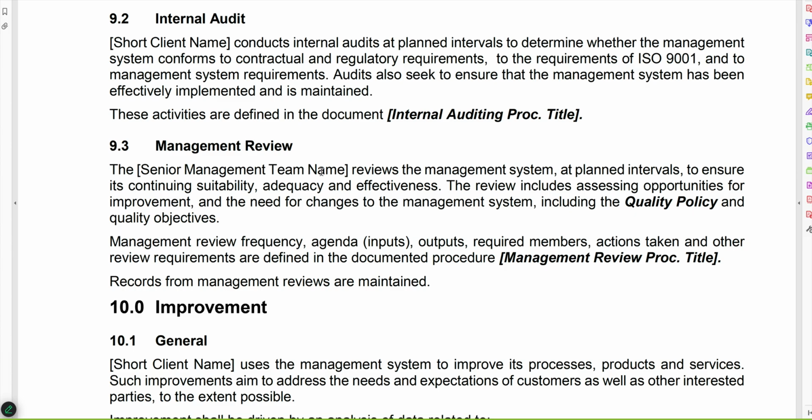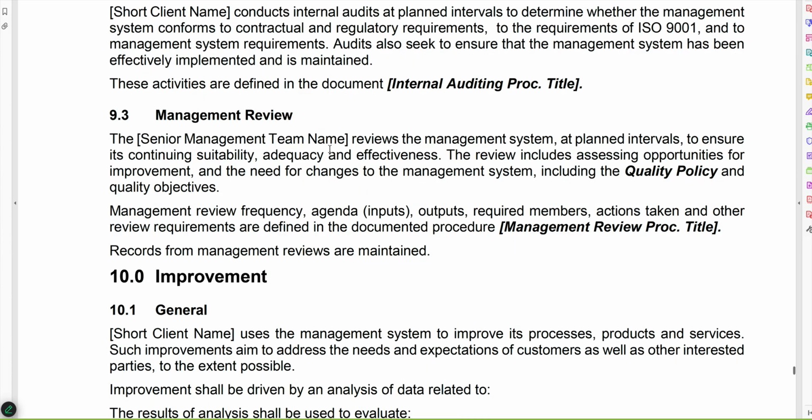Now for section 9.3, management review, the company has to state that it reviews the management system at planned intervals to ensure its continuing suitability, adequacy, and effectiveness. Now they have to talk about the review that will include assessing opportunities for improvement and the need for changes to the management system. And they have to add, of course, here the quality policy and the management review procedure. So again, this is a policy and the standard operating procedure that has to be added into this document.